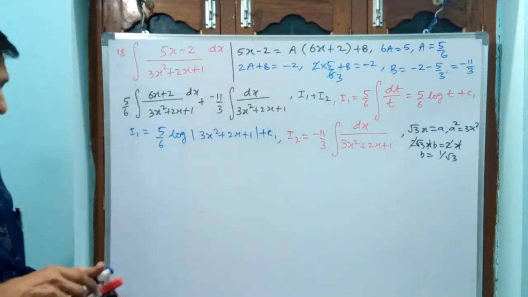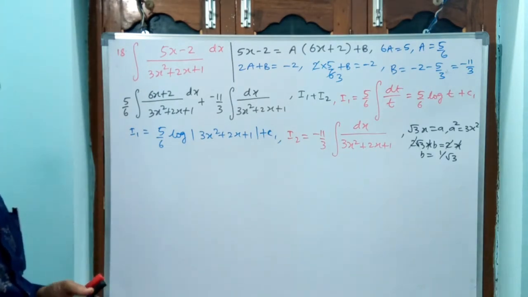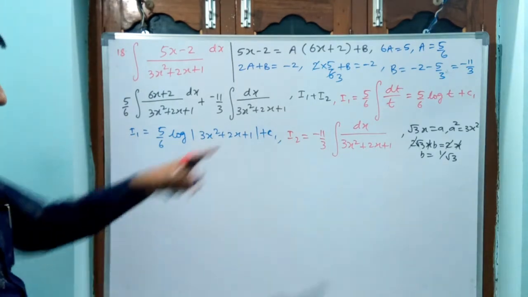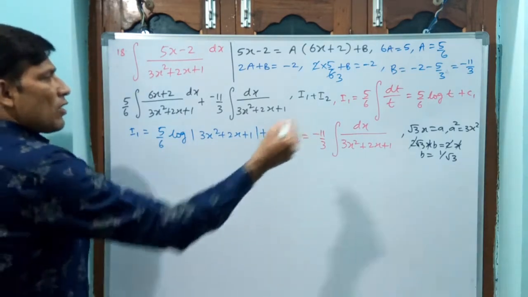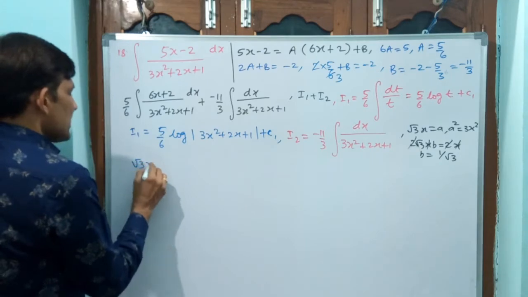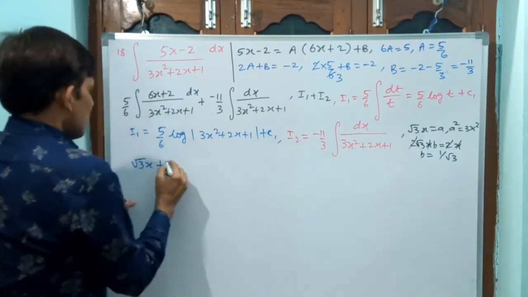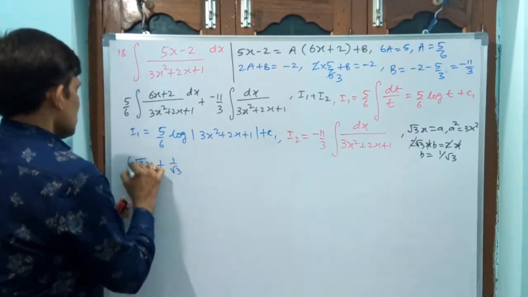B is equal to 1 by root 3. Now a and b, you have to write (x plus 1 by root 3) whole square. Sorry, root 3x plus 1 by root 3. Okay. You see how I am writing. If you write like this, root 3x a plus, why? Because plus is there, 1 by root 3 whole square.